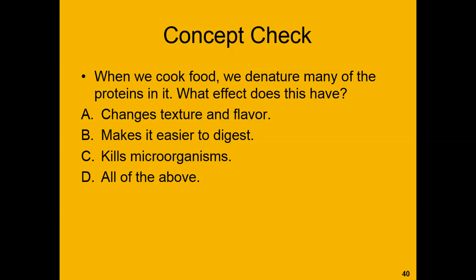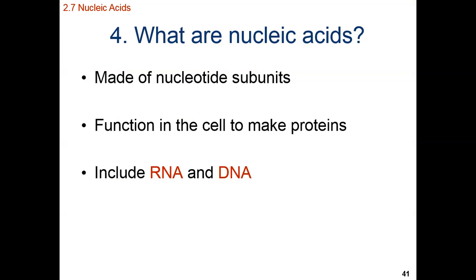The correct answer is D, all of the above. By changing the proteins in our food, we are going to change the structure and function of the proteins in our food. So we'll change the texture, and by breaking down our food, by cooking it, by changing those proteins, we're going to make our food easier to digest. And as I mentioned earlier in this video, we are also going to kill the microorganisms in our food by denaturing the proteins that keep them alive.